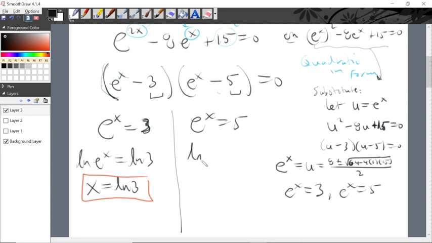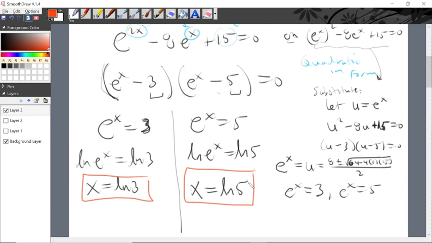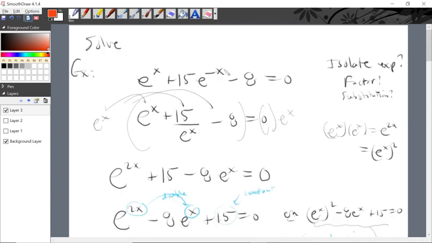Applying the same technique to the other equation, e to the x is equal to 5. The natural log of e to the x is equal to the natural log of 5. Therefore, x is equal to the natural log of 5. Okay, we can check each of these in the original equation. What's the domain of the original equation? These are exponentials. The domain is all real numbers. Negative infinity to positive infinity.